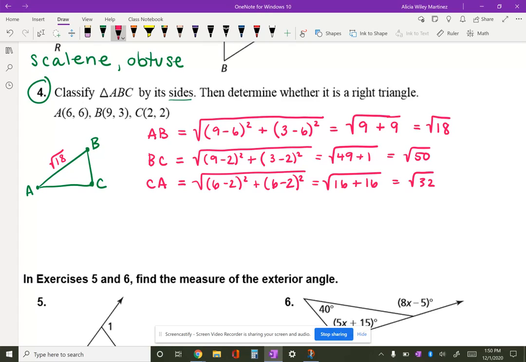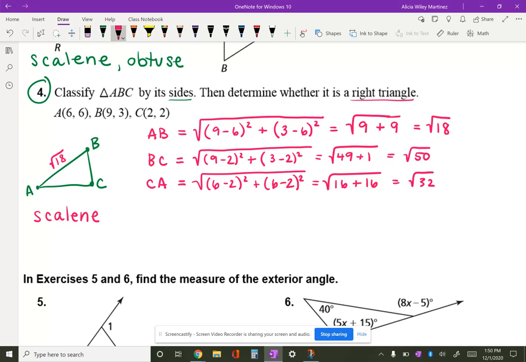So you should have noticed that all 3 of the lengths are different. So that means that this triangle is definitely scalene. Okay, now we need to determine whether it's a right triangle. Okay, so we're going to determine whether it's a right triangle or non-right.